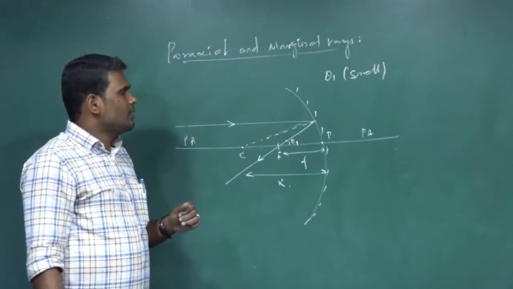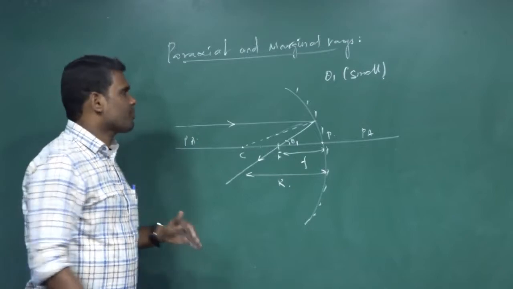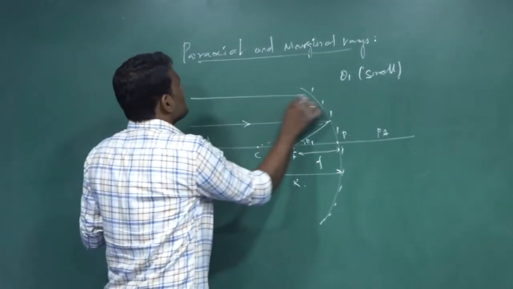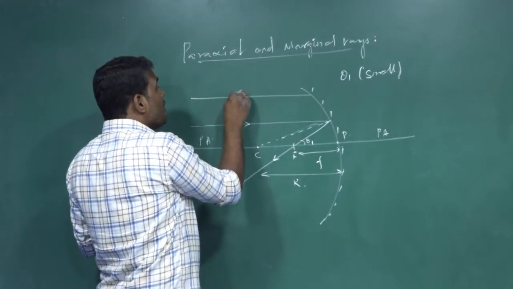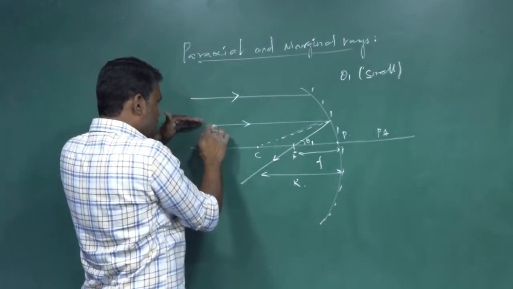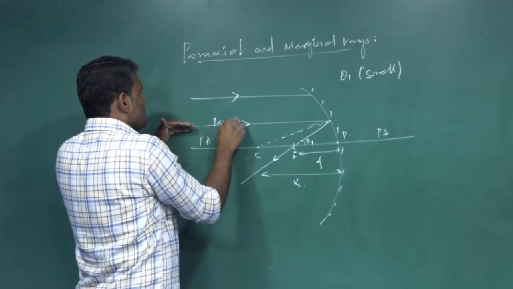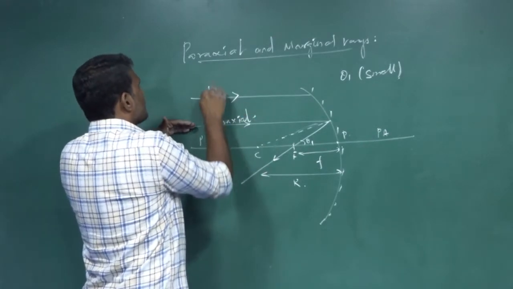What is a marginal ray then? A ray passing parallel to the principal axis, far away from the principal axis. See this one, when compared to this, which is paraxial, this is marginal.